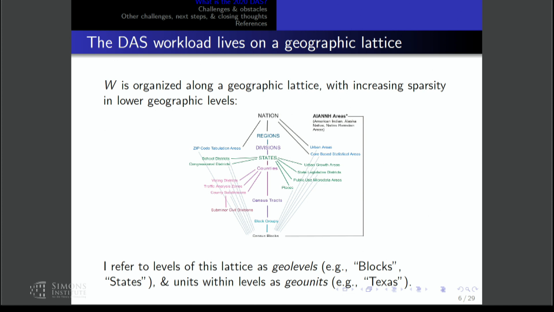But it's maybe important to call out that a key property of this lattice is that essentially everything can be built from census blocks. So you can think of census blocks as the atomic unit from which everything else is constructed. There are also a few other features of this chart that may be worth observing. Certain of these areas, urban areas, for example, don't partition the nation. Not every area in the nation is urban. These are non-exhaustive subsets of the nation that you can think of as aggregations of blocks. Throughout the talk, I'll refer to these as geo units, things like Texas, that live inside geo levels, things like states.